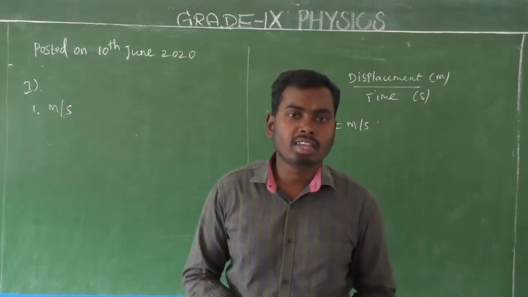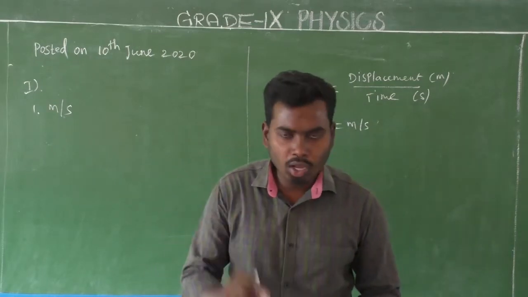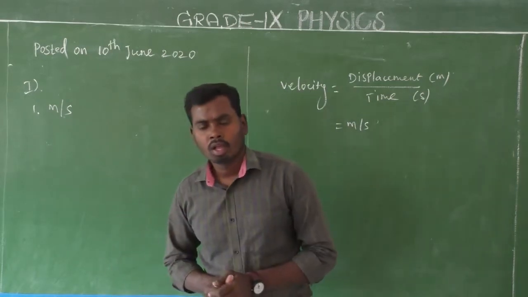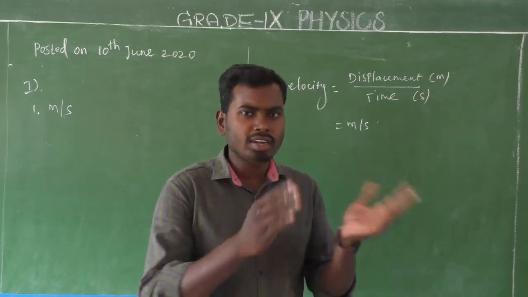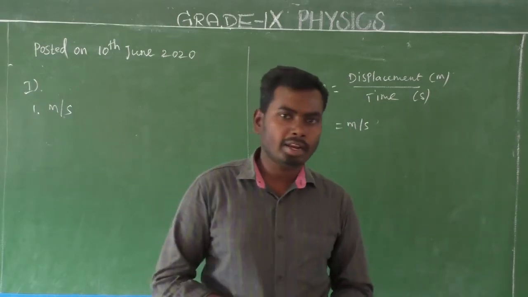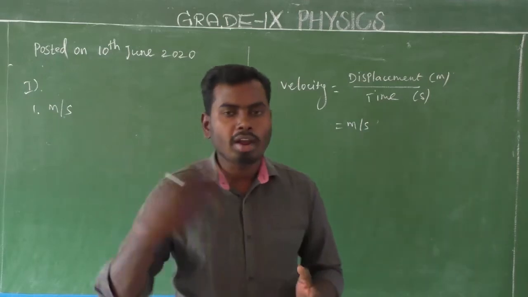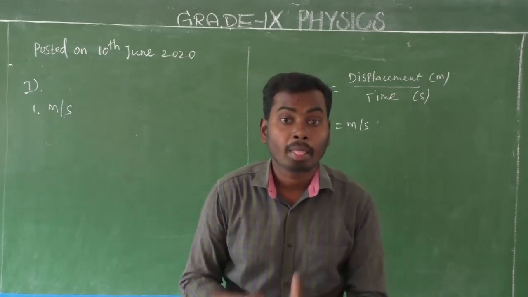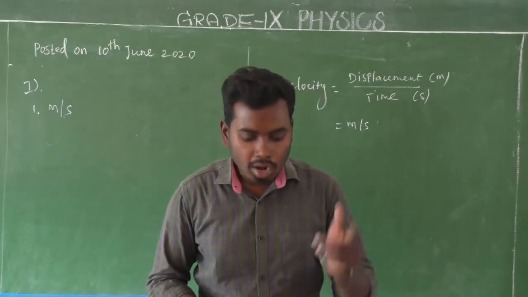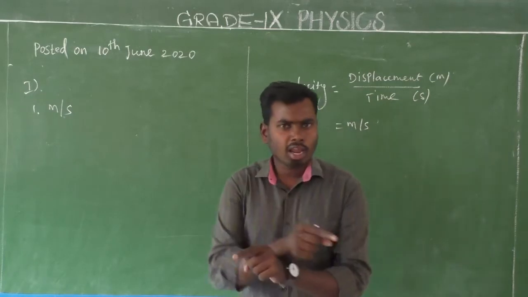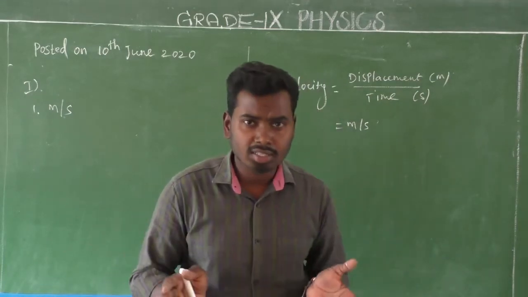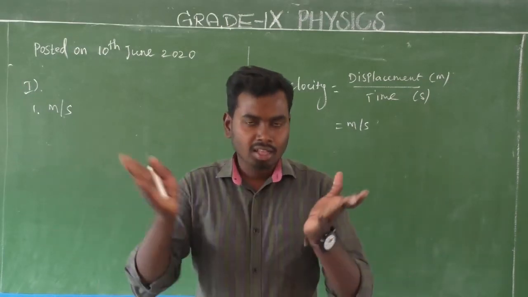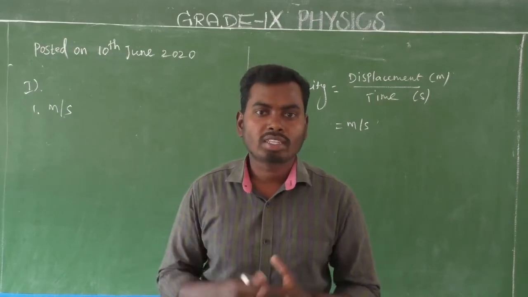Next, second question. State whether velocity is a vector quantity or scalar quantity. First of all, what is a vector quantity and what is a scalar quantity? The quantity which has both magnitude and direction is a vector quantity. Am I right? Then what is a scalar quantity? The quantity which has only magnitude, with no direction, is a scalar quantity. So velocity is a vector quantity because it has both magnitude as well as direction.